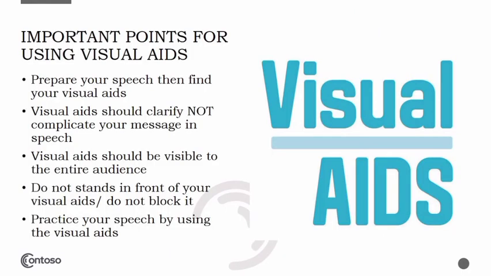Okay, let's see the important points in using visual aids. There are several things that you need to know while using visual aids during your speech. First, prepare your speech, then find your visual aids. What does it mean? First, you have to know what message that you want to deliver in your speech. After that, you find an appropriate visual aids that support your message in your speech. Do not find visual aids first and then construct your speech later. Do not do that.